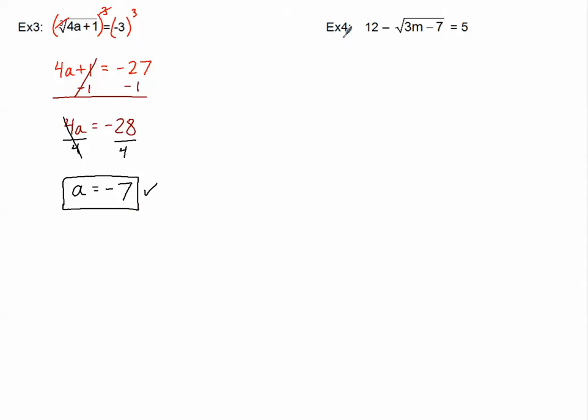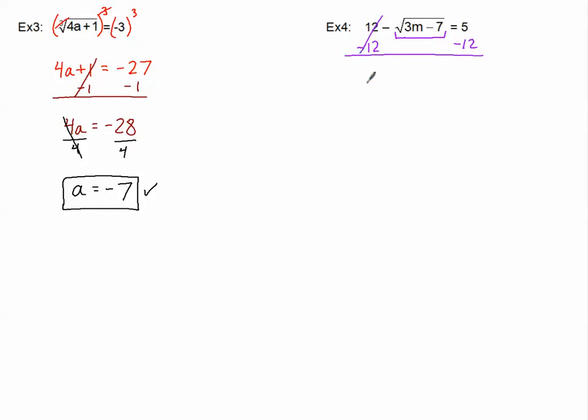Let's look at example 4. We have a square root. It is not isolated yet. This square root symbol needs to be all by itself. So this 12 needs to go away, and this minus sign needs to go away. Let's get rid of the 12 first. Let's subtract it away.